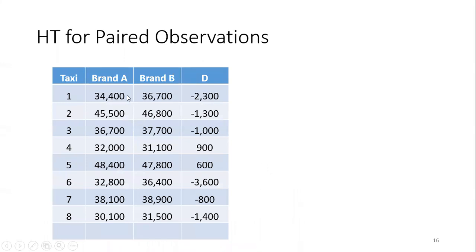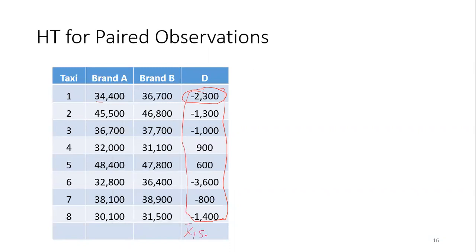So for our particular example, this is brand A, brand B, and this is the difference of the first taxi, okay? 34,400 minus 36,700. That's equal to minus 2,300. So now what I do is I just take the differences of 8 observations, and now the problem becomes making a hypothesis test over a single mean. So first I will find the average of them, X bar, and then I will find the sample standard deviation.